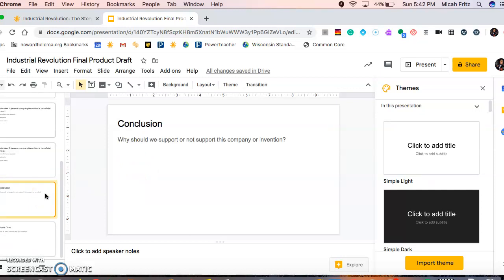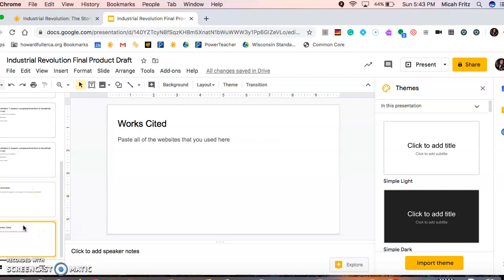Slide number 6, we want to have our conclusion. This is going to be your words here. Why should we support or not support this company or invention, okay? If you think the company is a good company or you think the invention is a bad invention, that definitely means that you are trying to convince us how we should support or not support this company. So please include here your words. Why should we support or not support this company or invention?